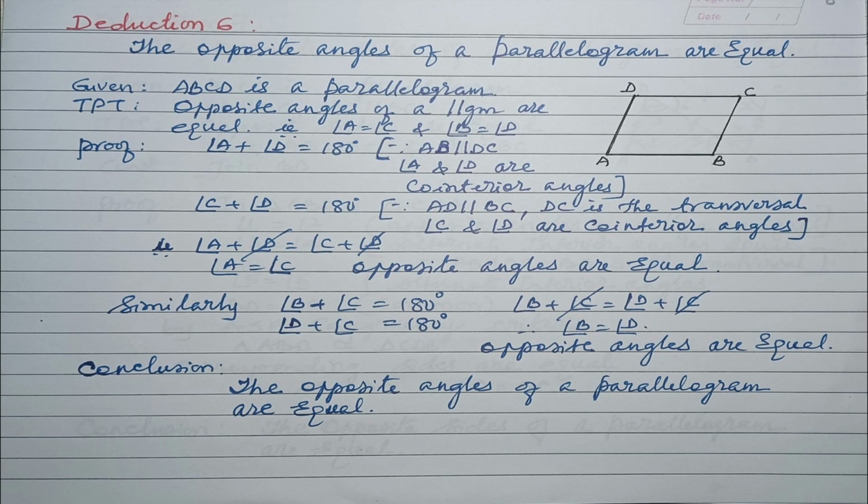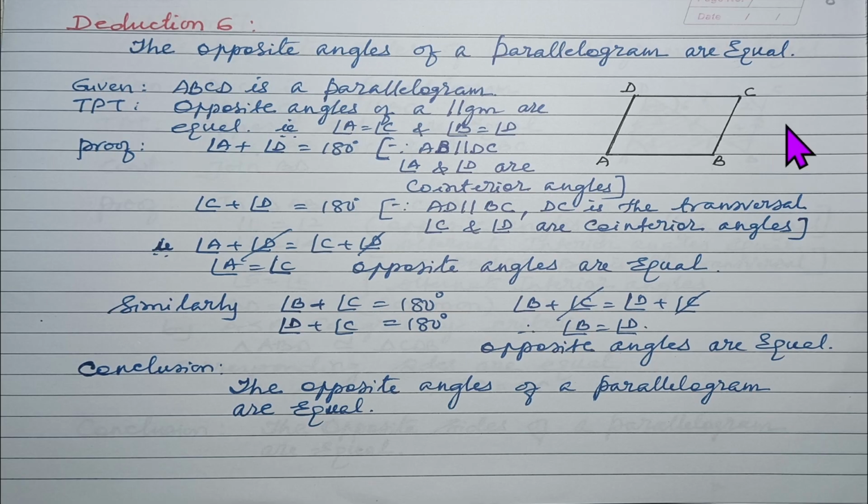Now the deduction number 6. We have to prove here that the opposite angles of a parallelogram are equal. Now we are given a parallelogram ABCD. Now we have to prove that angle A is equal to angle C and angle B is equal to angle D. That means opposite angles of a parallelogram are equal.